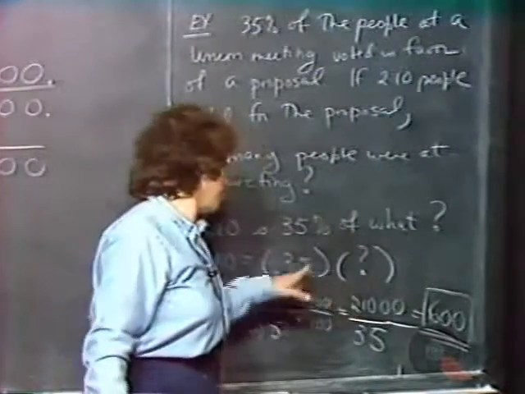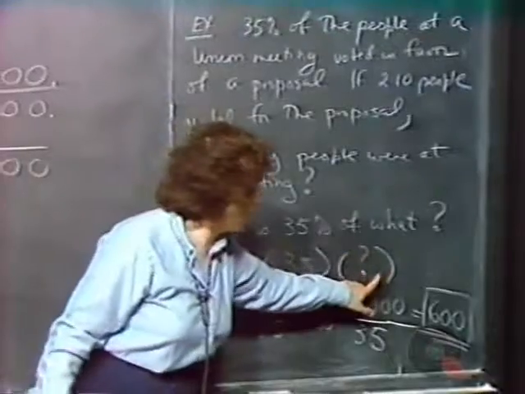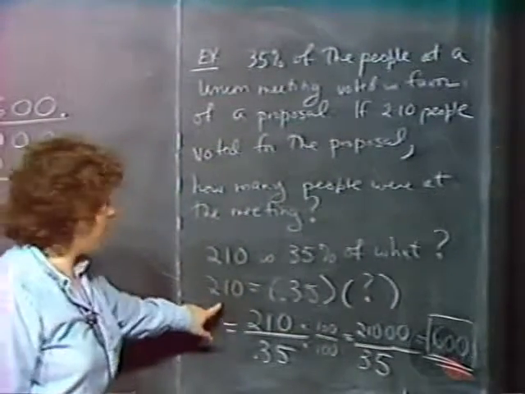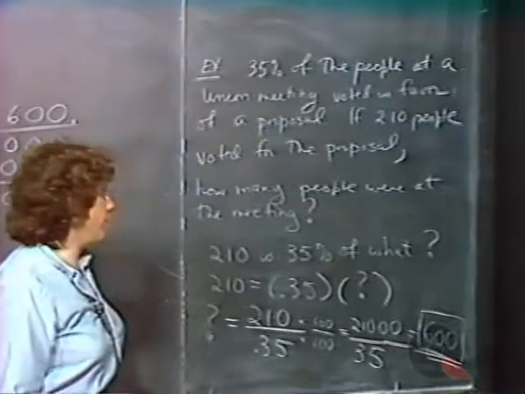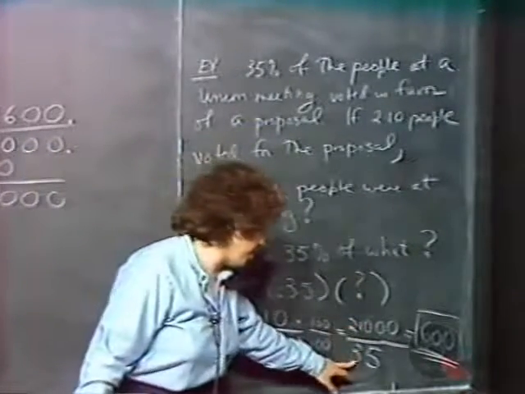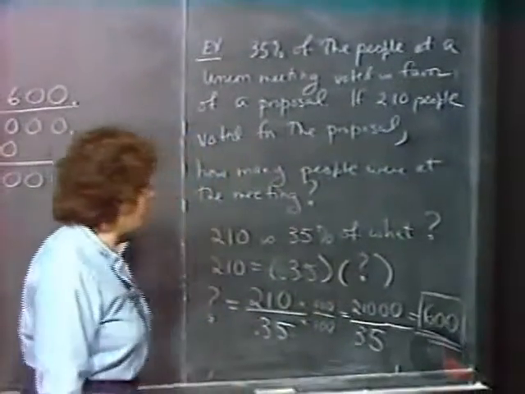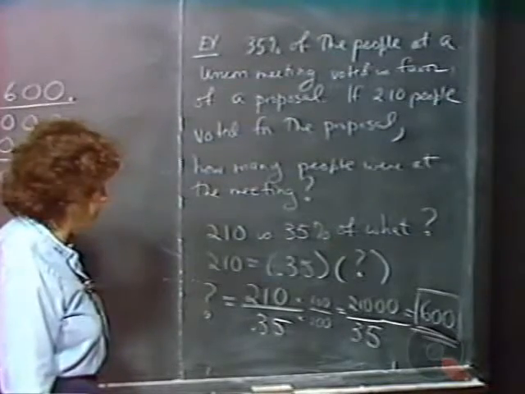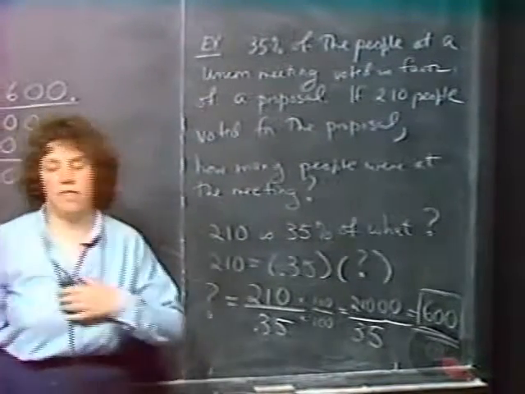35% of 600, if you take 0.35 and multiply it by 600, you will get 210. That's the amount of people who voted in favor of the proposal. And we had 21,000 divided by 35 after we multiplied numerator and denominator by 100. And that brings us to the end of this tape.